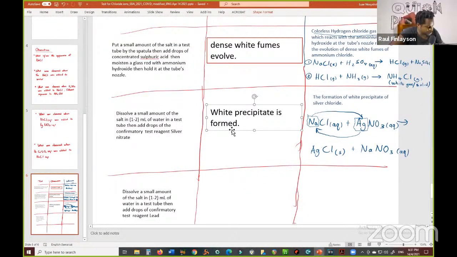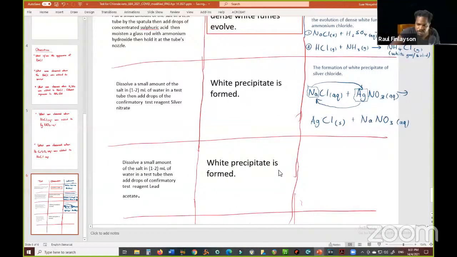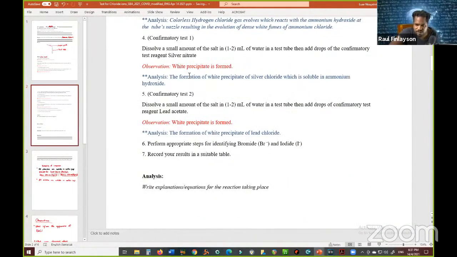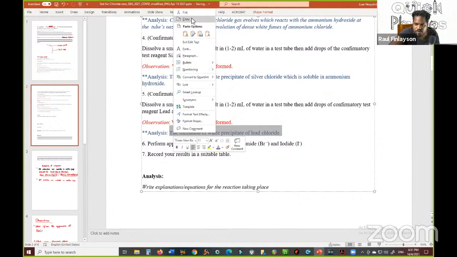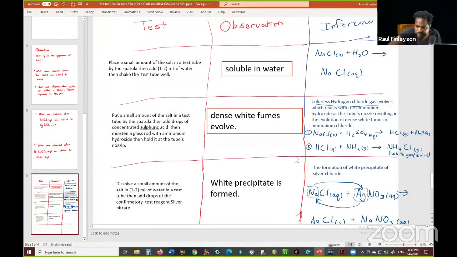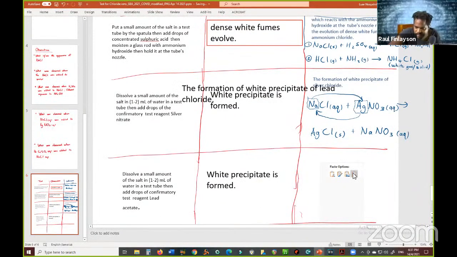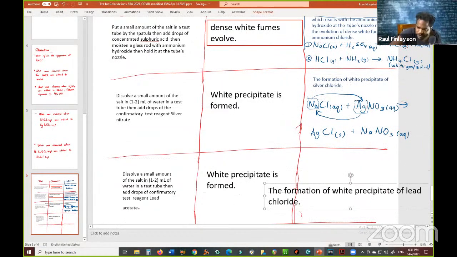And we can just copy this. This is easy stuff to do here. Just drag it down. Same white precipitate, but this time a different reaction, so I have to make a note of that here. Let's copy the analysis. All right, there you go. We're copying this, guys. It's putting it right here. It decides to be up here, but we're going to fix that now.